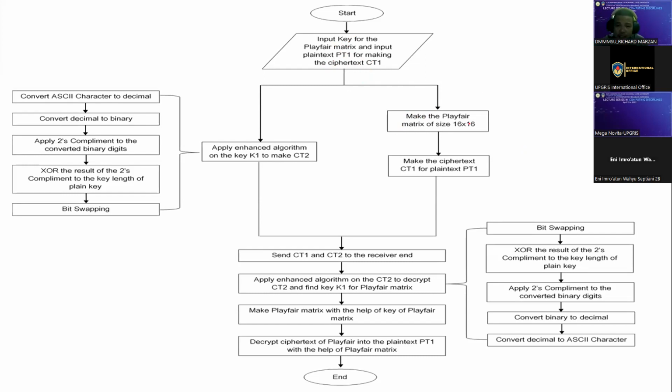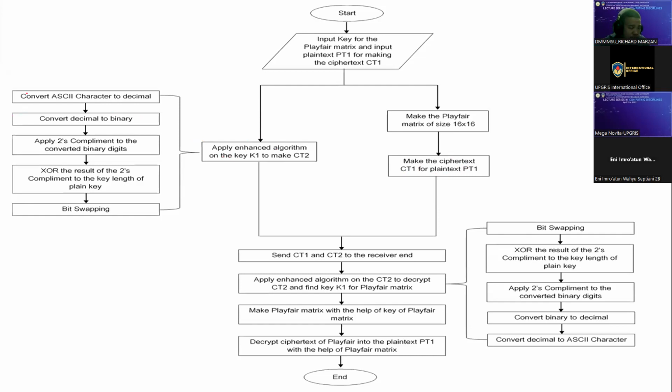Okay. Then after that, we will make the ciphertext. So the plain text 1 will become CT1. Then after that, it will also encrypt the secret key, or the key of the Playfair. So it will apply the algorithm for that.